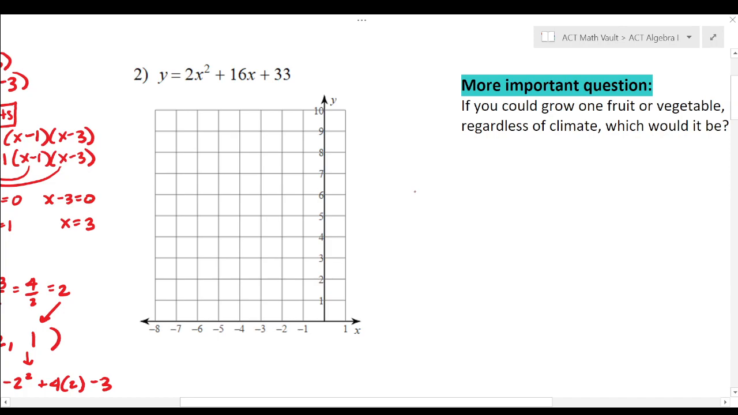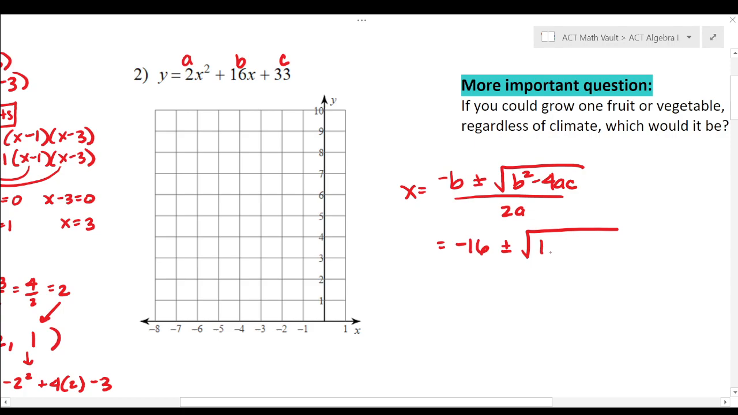And so the quadratic formula is going to tell me, well, first of all, it's negative b plus or minus square root b squared minus 4ac over 2a. That's going to tell me where the x-intercepts are, because remember, you're solving for x for this. So remember, this is a, b, and c. This is negative 16 plus or minus square root 16 squared minus 4 times 2 times 33, all over 2 times 2.